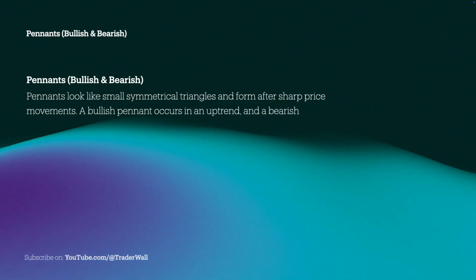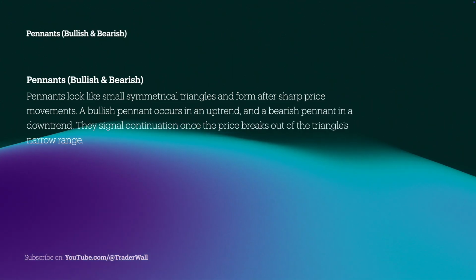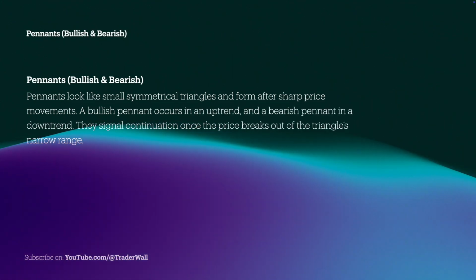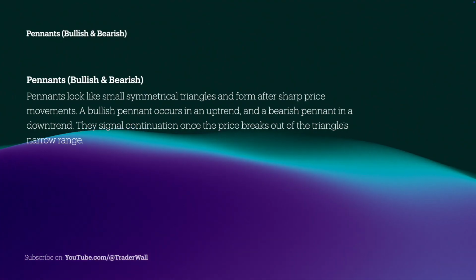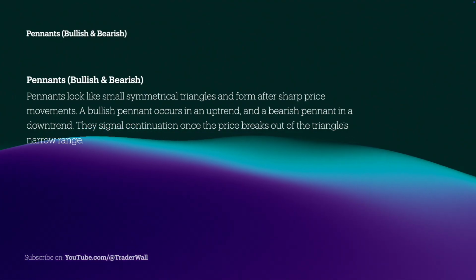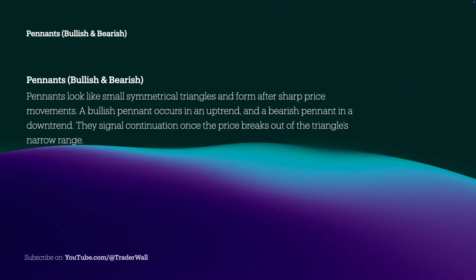Pennants, bullish and bearish. Pennants look like small symmetrical triangles and form after sharp price movements. A bullish pennant occurs in an uptrend and a bearish pennant in a downtrend. They signal continuation once the price breaks out of the triangle's narrow range.